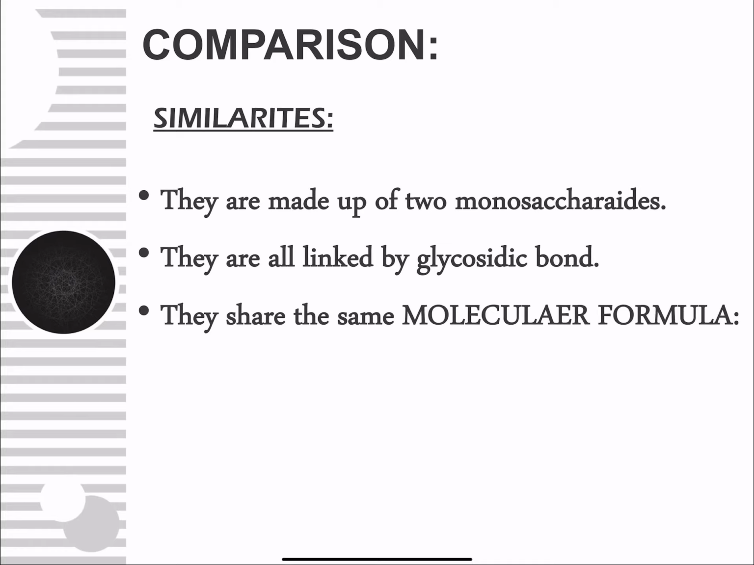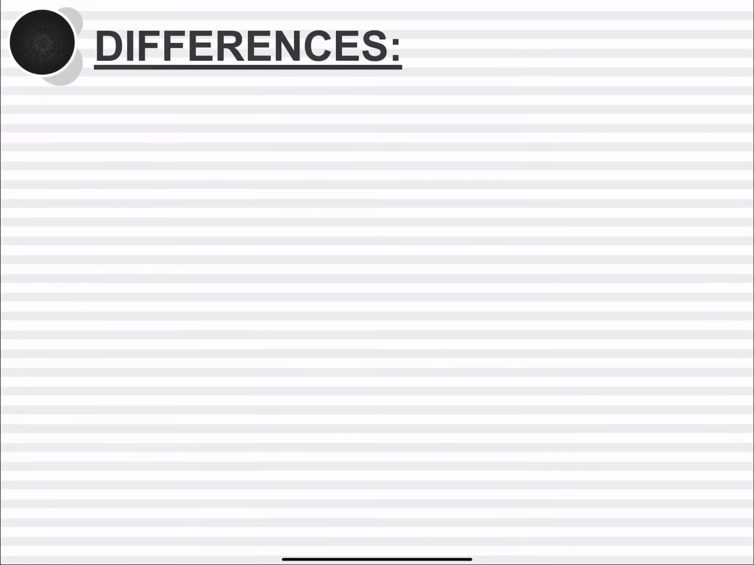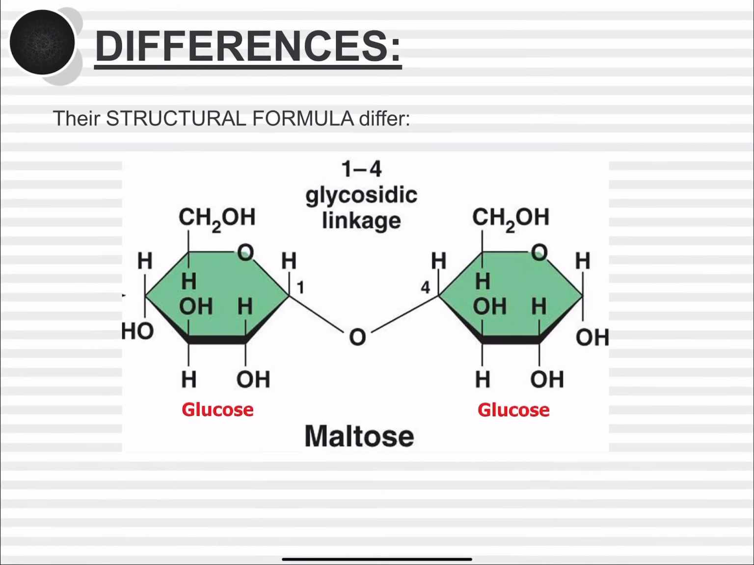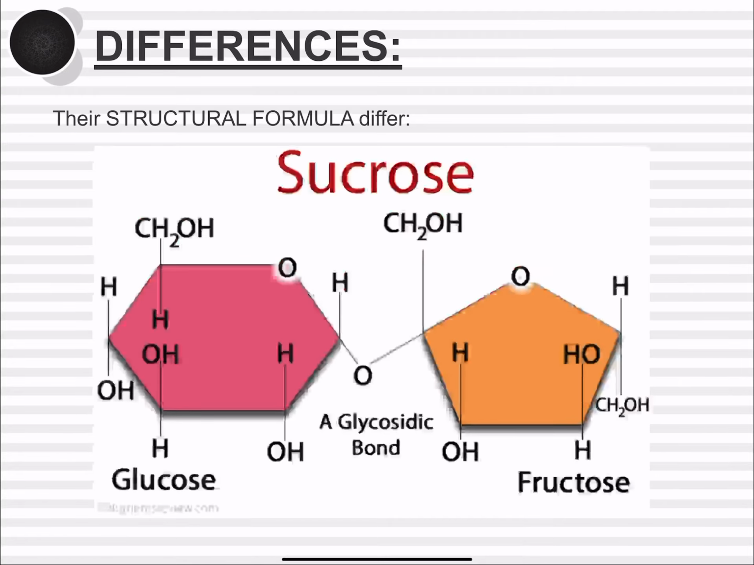Another important thing is that they actually share the same molecular formula, which is C12H22O11. However, their structural formulas are different. This is the structural formula of maltose, the other one is for lactose, and finally the last one is representing sucrose.